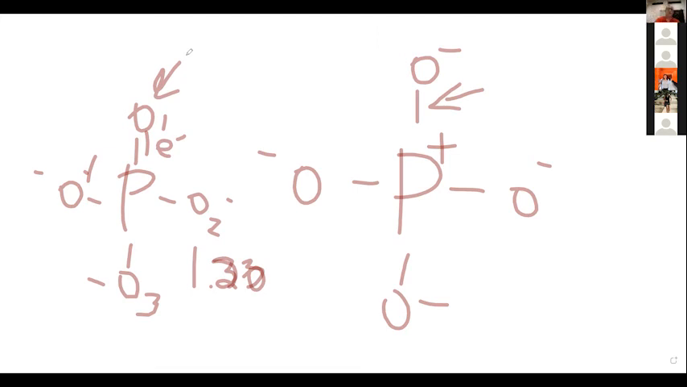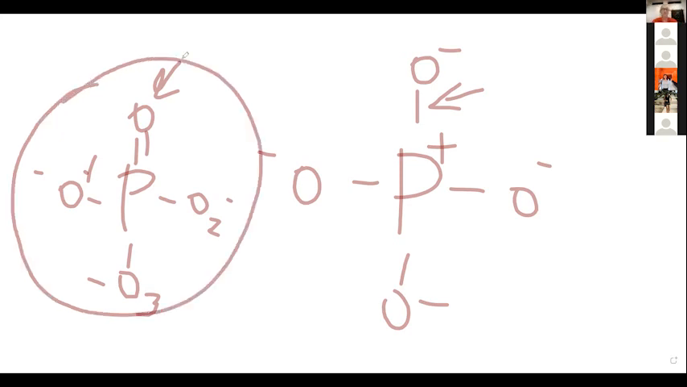You can draw it either way. Okay. This is the accepted way. This one over here has been the accepted way for 100 years. We'll just leave it like that.